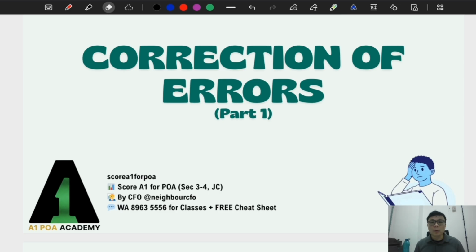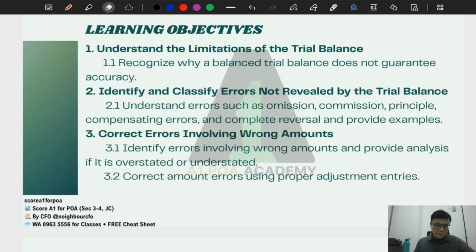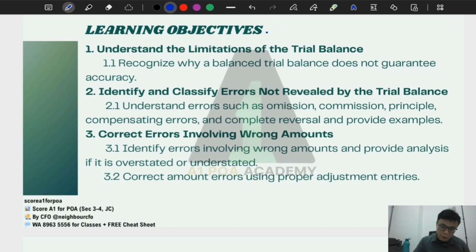For today, we will be covering this topic, corrections of errors. Let's go! First and foremost, learning objective, in short, LO. We have the first one: understand the limitations of the trial balance. Recognize why a balanced trial balance does not guarantee accuracy.